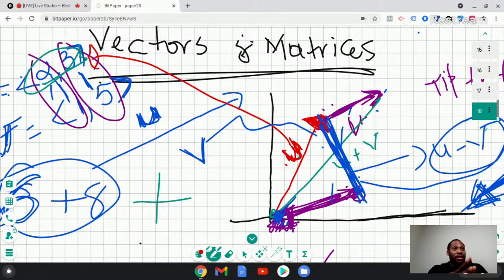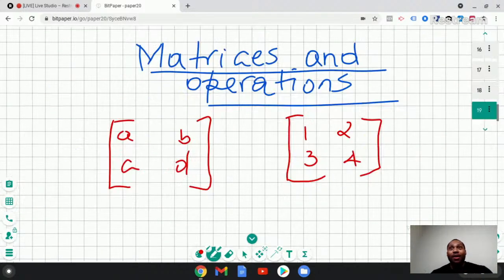The way that works is you have those numbers arranged in a certain way where you'll be able to do operations on them. Now the tricky part is, when we're doing addition and subtraction, it's easy, right? You just add the corresponding terms. But when you start doing multiplication and division, this is where it gets tricky.